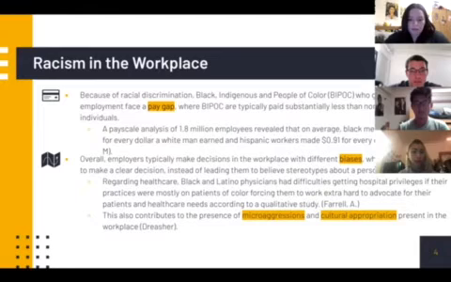Regarding healthcare, Black and Latino physicians had difficulties getting hospital privileges if their practices were mostly on patients of color, forcing them to work extra hard to advocate for their patients and healthcare needs, according to a qualitative study. In addition, Black physicians felt they had to work harder than their white colleague physicians to overcome opinions like not being qualified or being hired for minority status and not their skills and abilities, many times due to racial biases, according to many qualitative and quantitative studies.